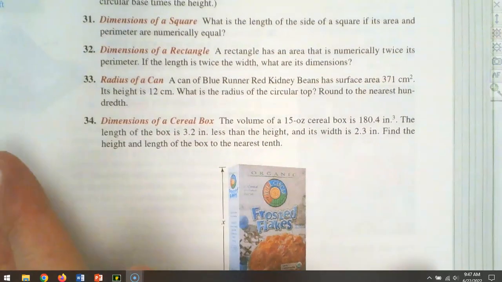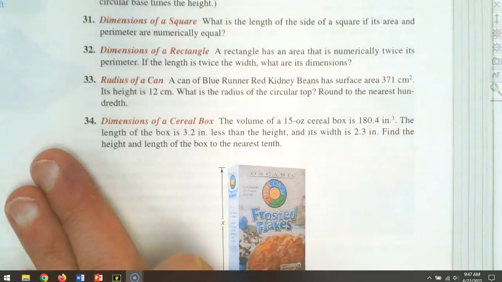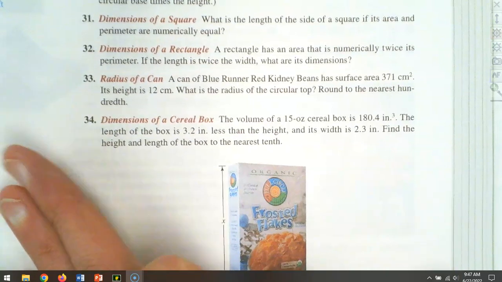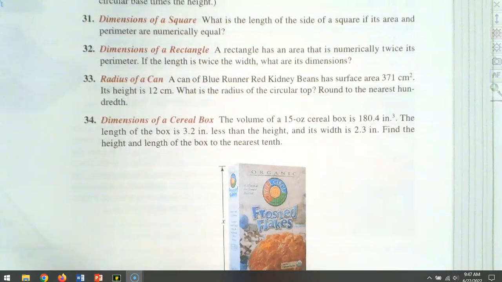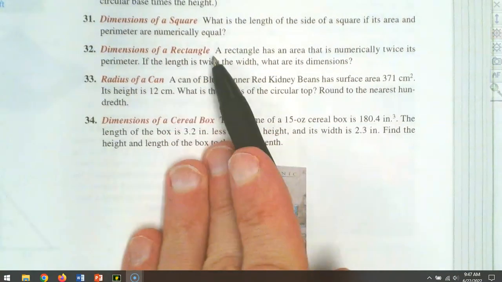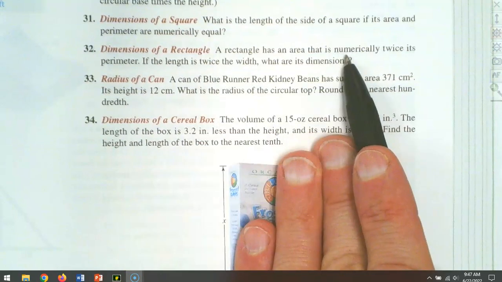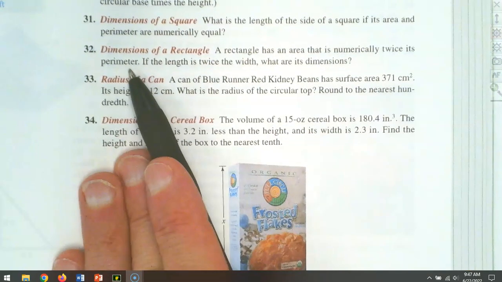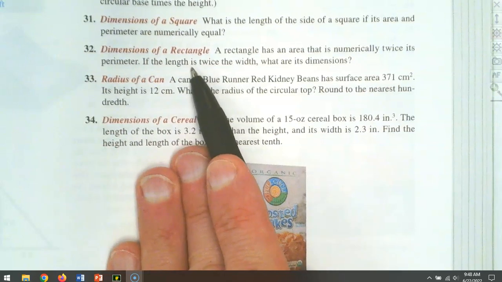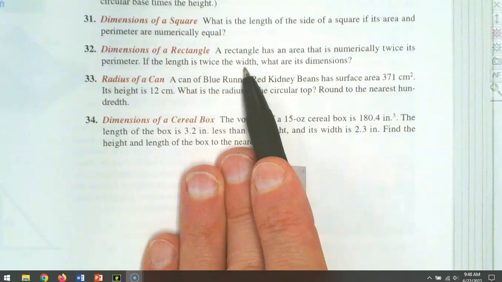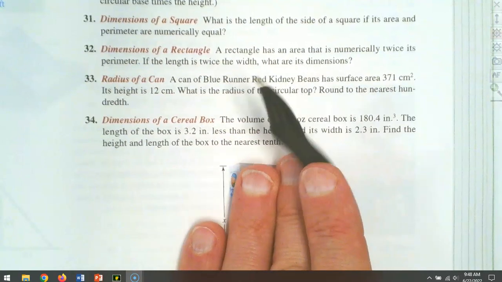Now, when we talk about these, we need to remember the difference between the area and the perimeter. Now, the area is the length times the width. On the perimeter, we just simply add up all the sides. A rectangle has an area that is numerically twice its perimeter. If the length is twice the width, what are the dimensions?